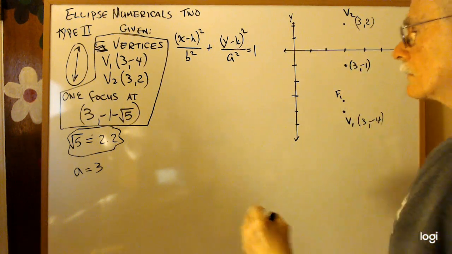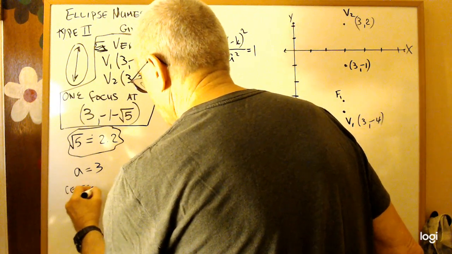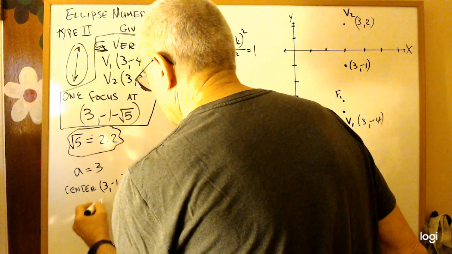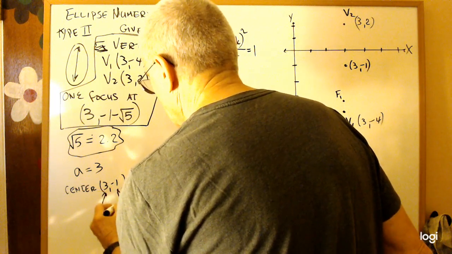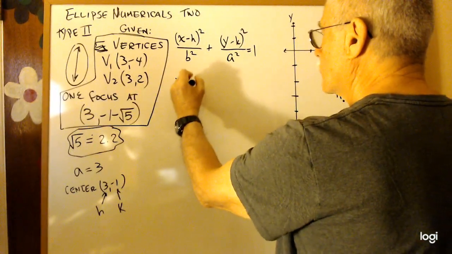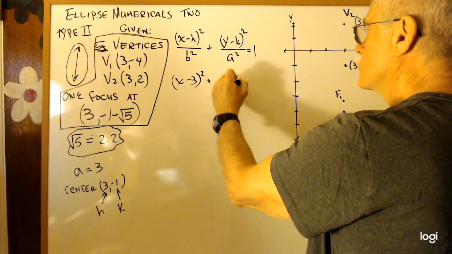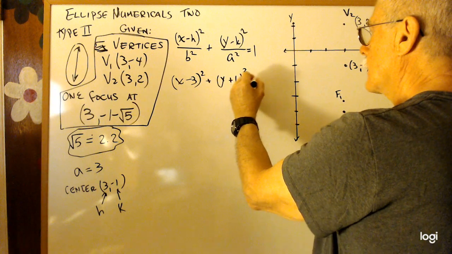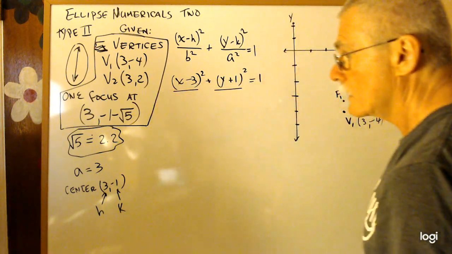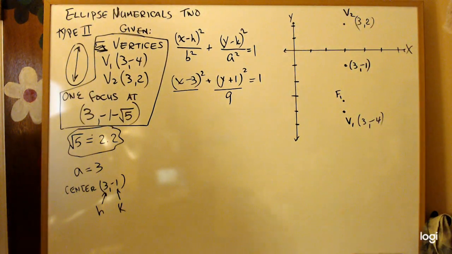Okay, so the center is 3, -1, and therefore this is your H, and this is your K. So we now know it's X minus 3 quantity squared, Y minus a -1, Y plus 1 quantity squared. Okay, and if A is 3, then A squared is 9. So far we've gotten a lot of information, and what we're missing now is the B. So let's try and go ahead and get the B.